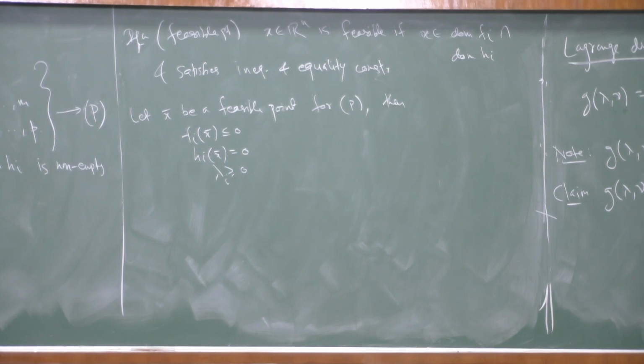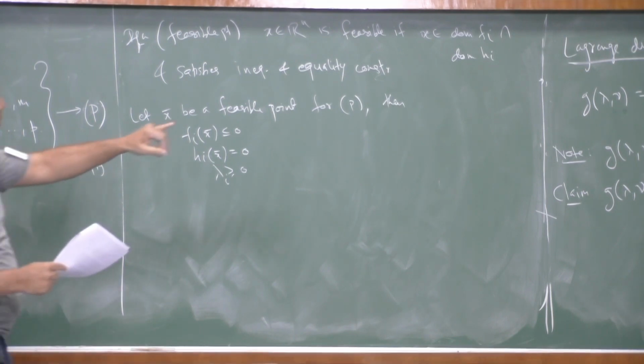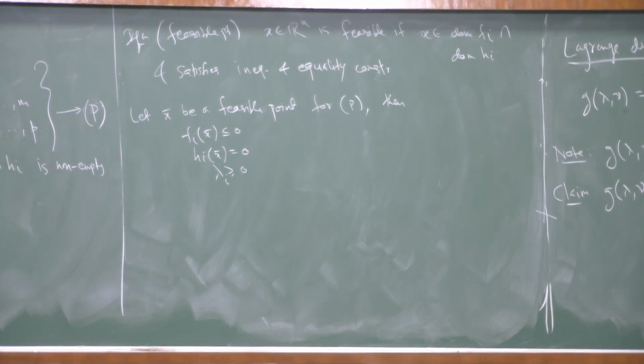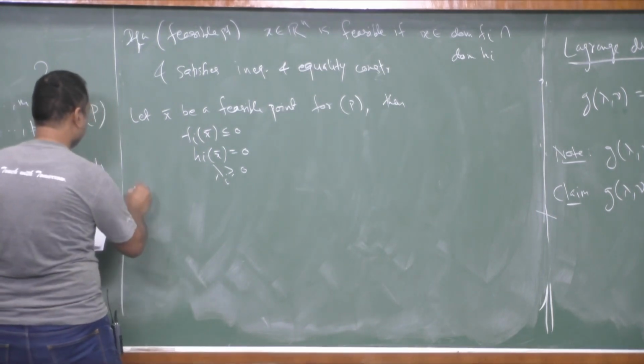So this is what we have for the feasible point. So I guess the h_i's will vanish, right? And then the f_i(x)'s will be replaced by inequality and so on. So let us see the consequence of this.